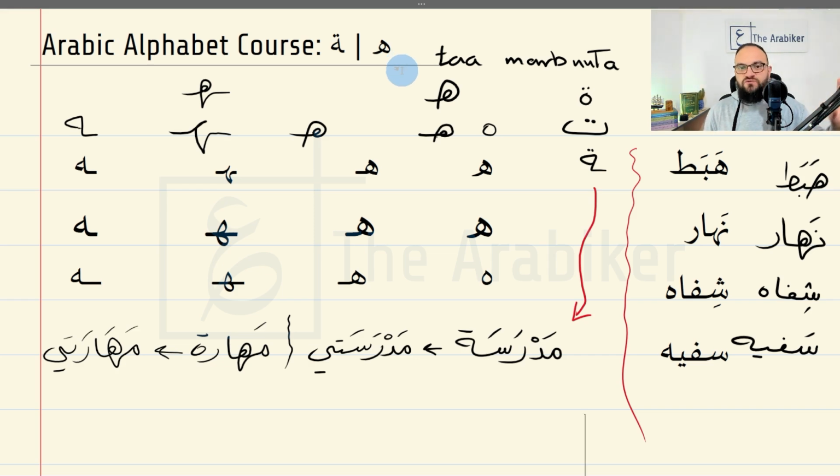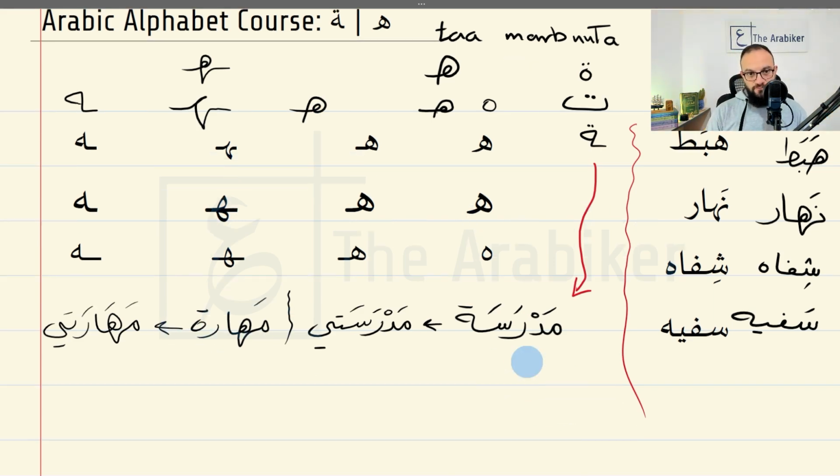However, just a piece of information, and we will cover that later on systematically when we study grammar and stuff, but this ta marbuuTa at the end of words is an indicator for 95% of the times that the word here is feminine. Arabic words, they have gender, feminine or masculine in nouns, for example. Madrasa here is a feminine word, it has this ta marbuuTa. Mahara is a feminine word, it has this ta marbuuTa.